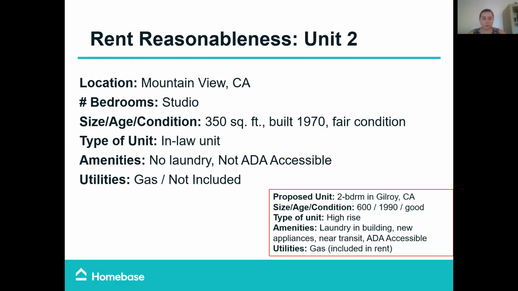Great. So moving right along, because as we'll remember for our rent reasonableness checklist and certification, we do need to find 3 units that are comparable. So right now we've got one that is and one that isn't. Let's take a look at unit number 3.